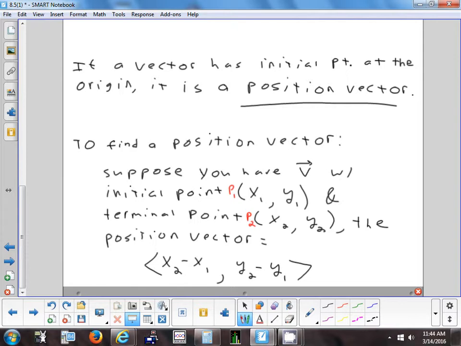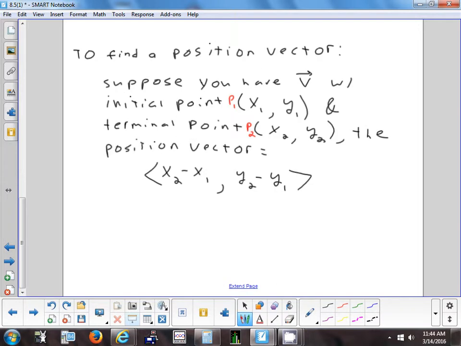What would happen if you subtract in the wrong order? You would get the negative of your vector, which would mean it's pointing the opposite way. It would be the correct magnitude if you measured it, but it would be pointing the wrong direction. It's very important you follow this formula just the way it is. Does everybody have the formula for finding a position vector? Not yet. Okay, I can leave that up.